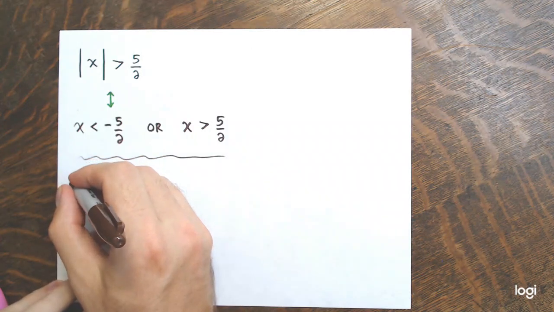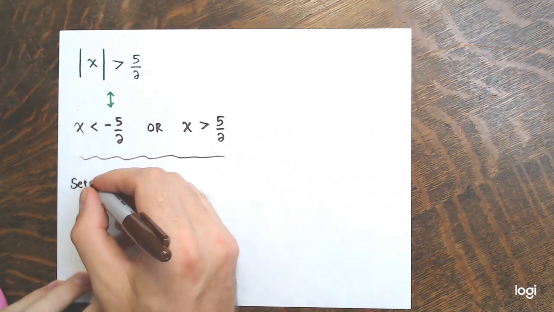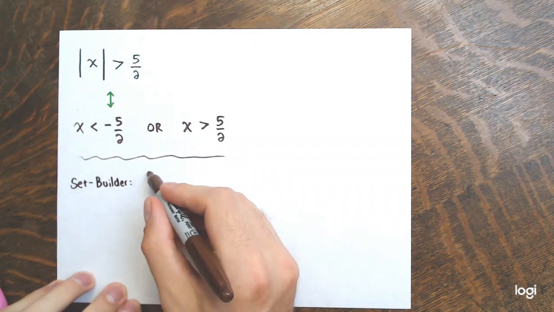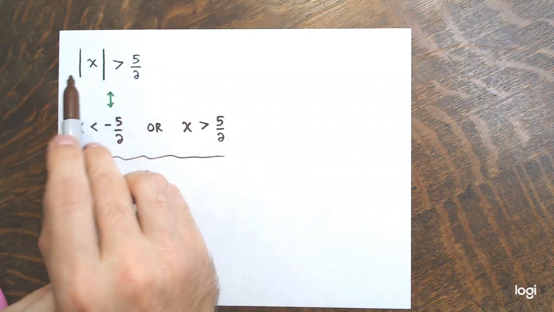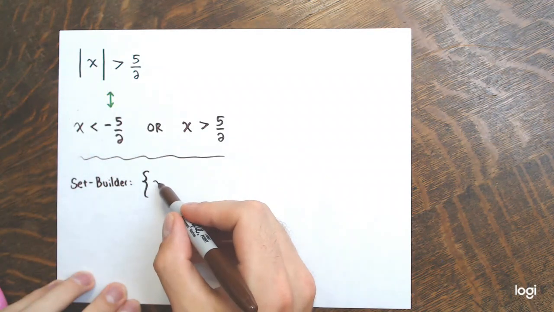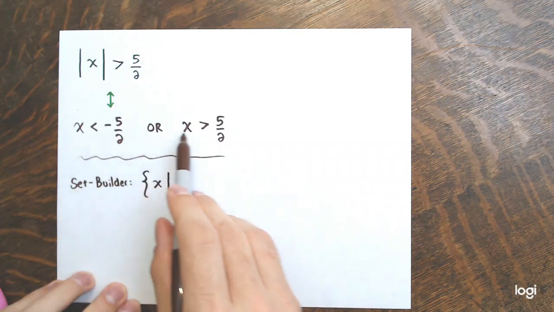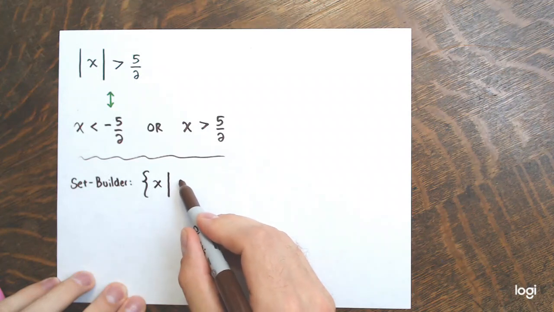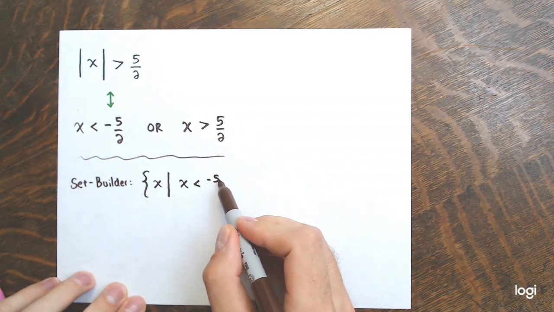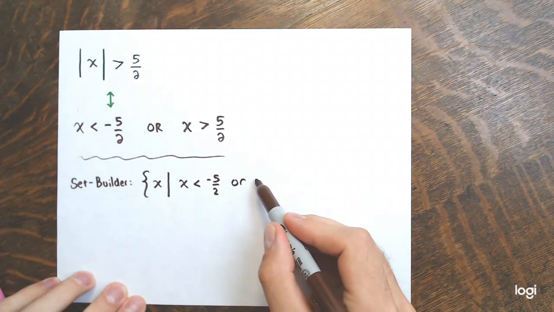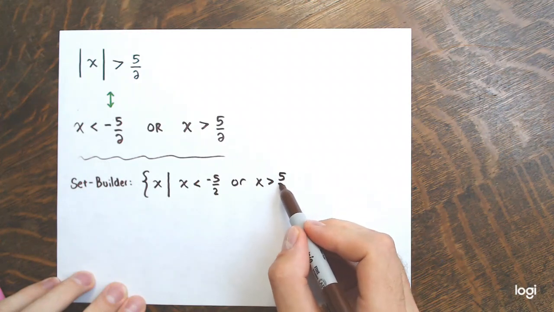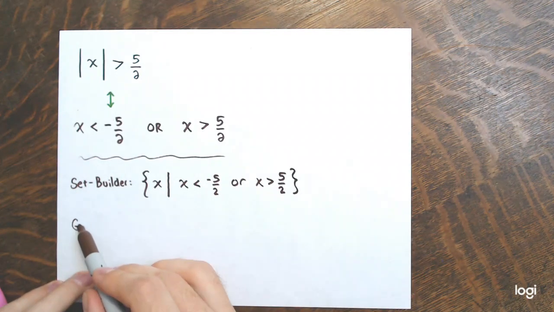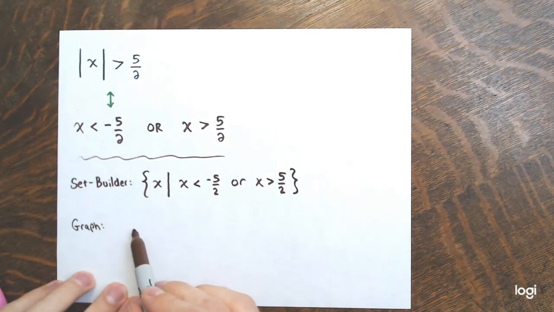So then the ways we're going to describe or represent our solution set here. One is set builder notation. All the solutions of this inequality are all the values of x such that, and then I just write my solution to the compound inequality: all the values of x such that x is less than negative 5 halves or x is greater than positive 5 halves. Close that off. We could also draw a graph of this set of solutions. Here's the number line.